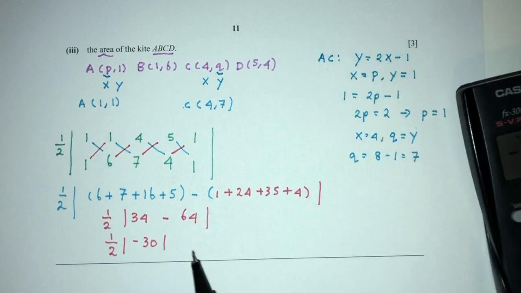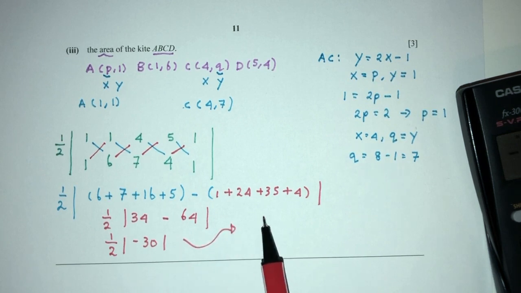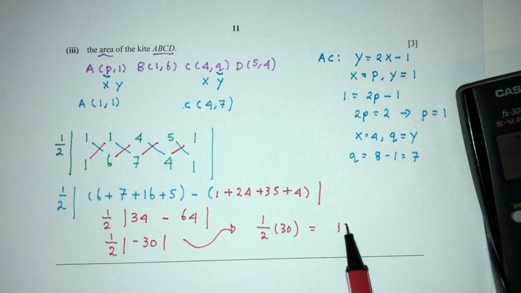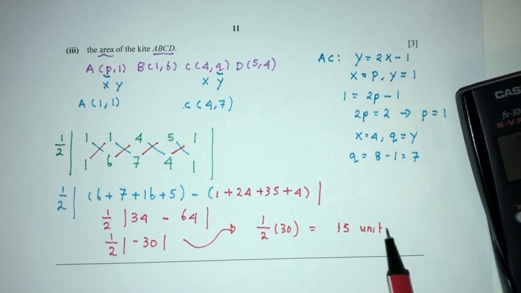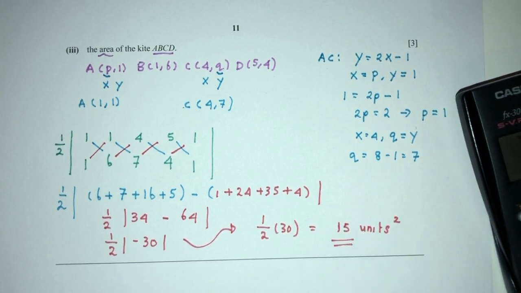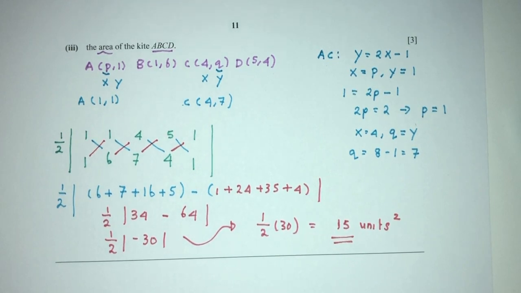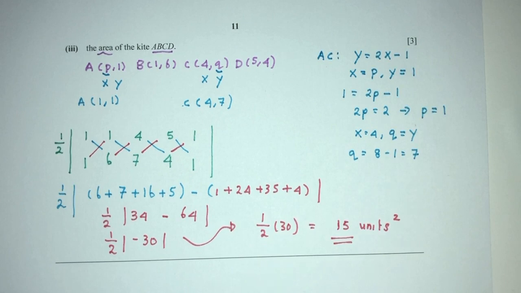Now again, the values inside of the modulus will become positive. That will be 1/2 times 30, and that will give you 15 units square for the area of the kite. So that is one way of finding this. First, find all the points that you need to find, and then use the points to find the area of the shape. And that will be your question number 9.